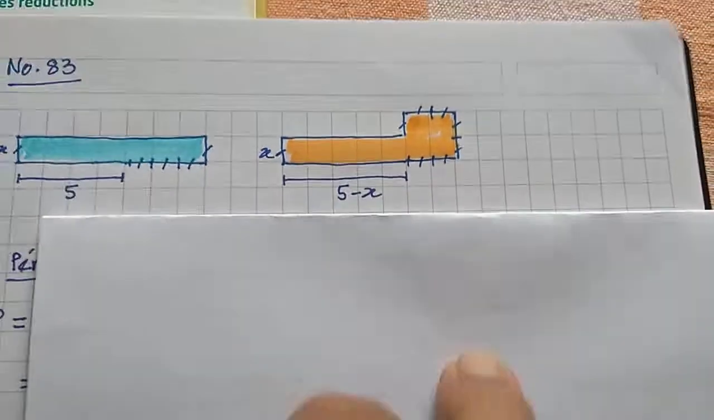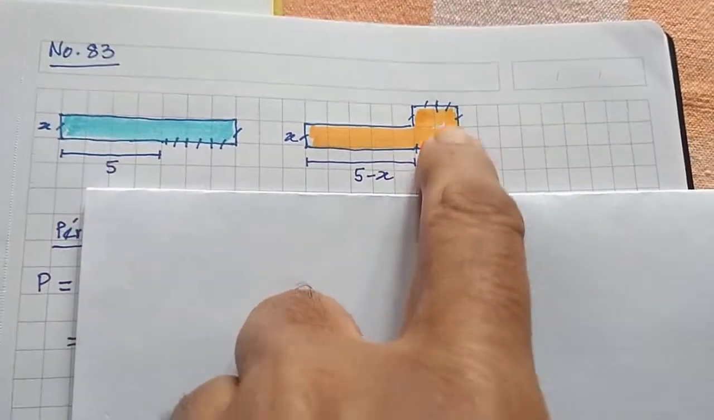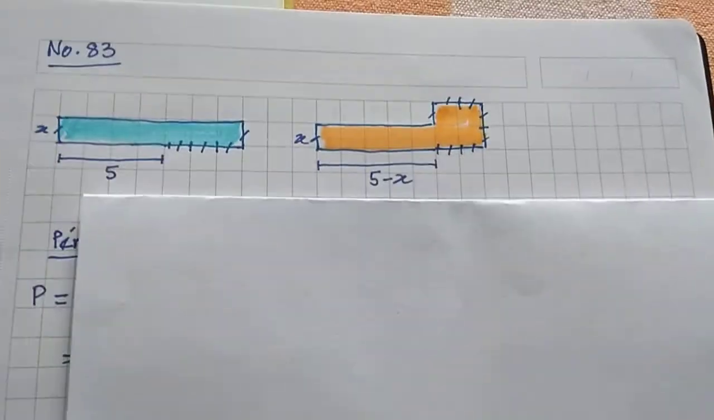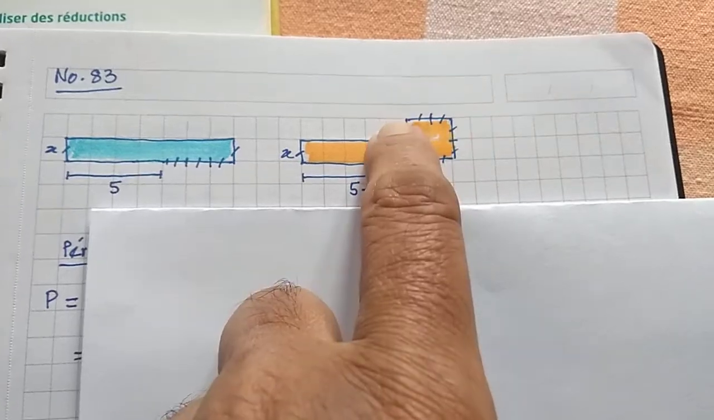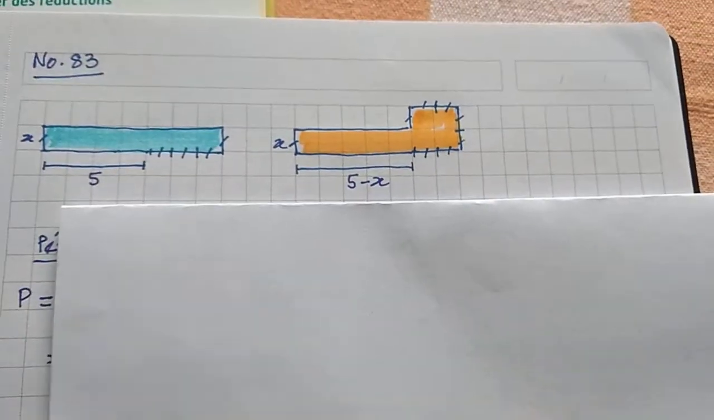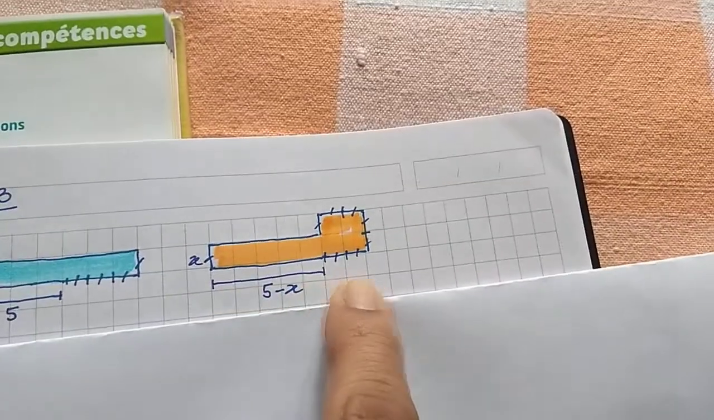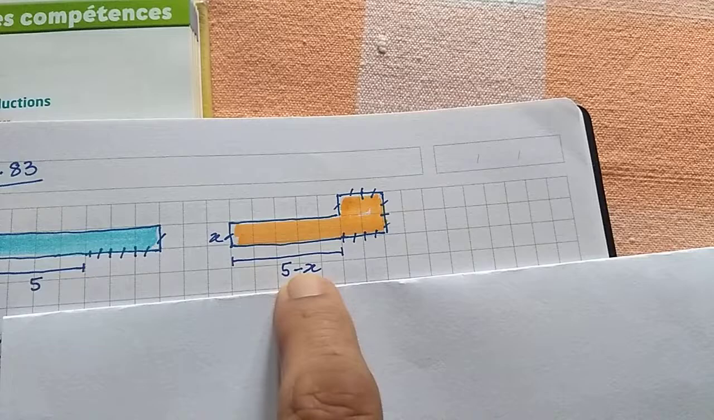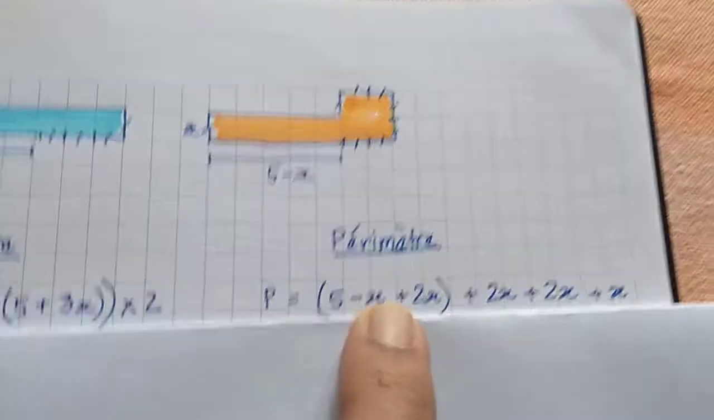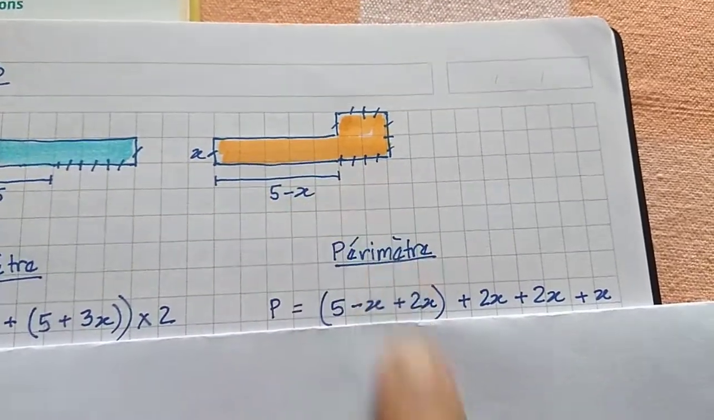diagram. And here, because it's not a rectangle, we can't just multiply by 2. We will take this plus this plus this plus this plus this plus this. We will add up all these 1, 2, 3, 4, 5, 6 sides that constitute the perimeter of this particular figure. So let's take the long side first. It is 5 minus x plus 2x. Because this is x and x, so it's 5 minus x plus 2x.